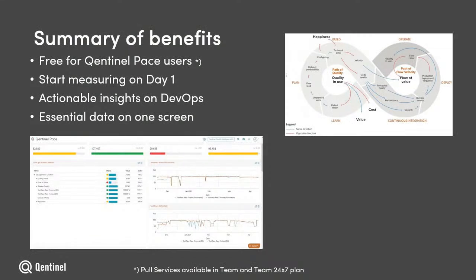The benefits of quality intelligence for DevOps are that it is free for Qentinel Pace users. You can start measuring on day one. You will get truly actionable insights on DevOps, and all the essential data can be summarized on one screen. Thank you.